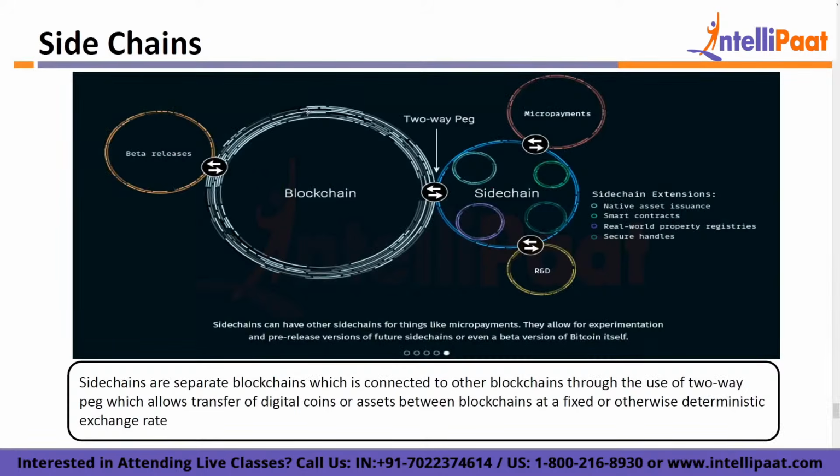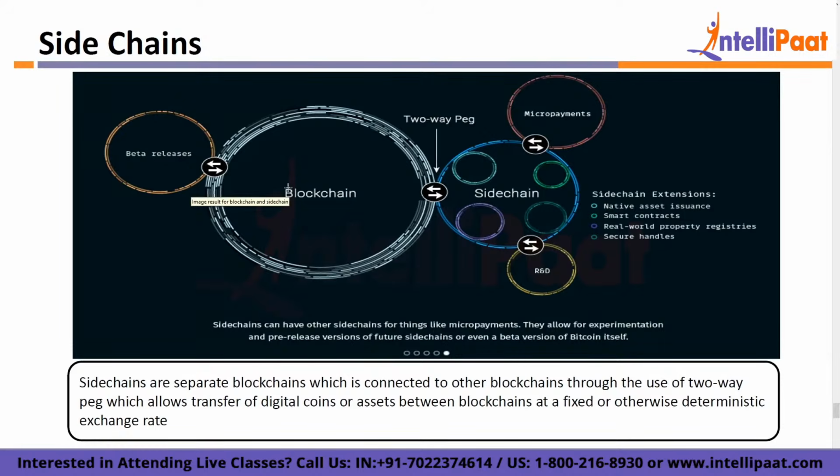What are these sidechains? Sidechains are separate blockchains which are connected to other blockchains through the use of a two-way peg, which allows transfer of digital coins or assets between blockchains at a fixed or otherwise deterministic exchange rate. As you can see from the figure, various sidechains exist along the main blockchain, and the two-directional arrows allow transfer of bitcoins, digital coins or tokens between these sidechains and within the main blockchain.